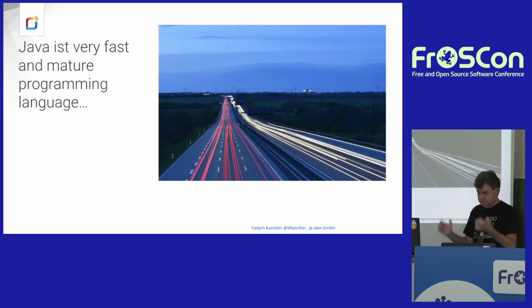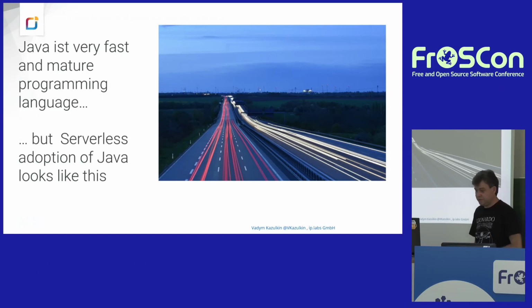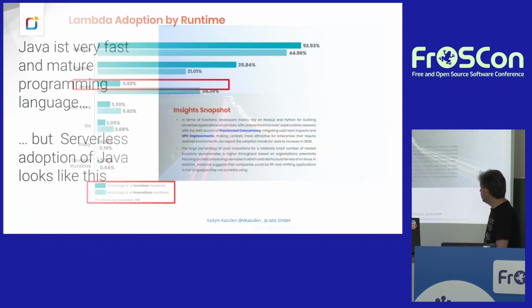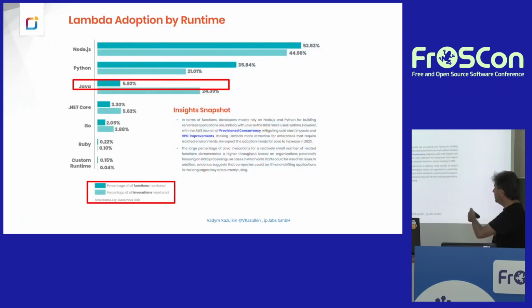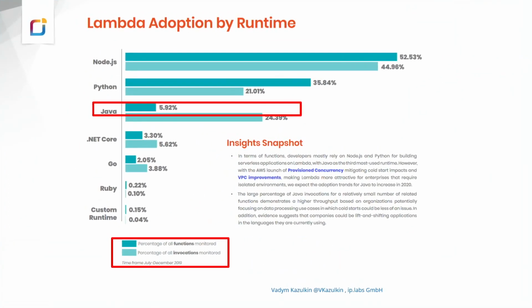Java is itself a very fast and mature programming language, but if we look at the serverless adoption of Java, especially on AWS, then you will see something like this. We will only focus on the first number. It's around 6%. So among the people writing Lambda, only 6% use Java as a programming language, and most of them write Node.js and Python. And we will look into why that is.